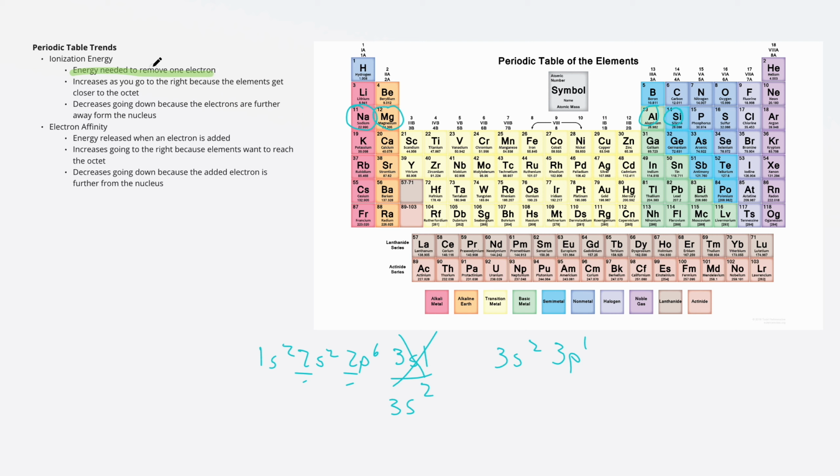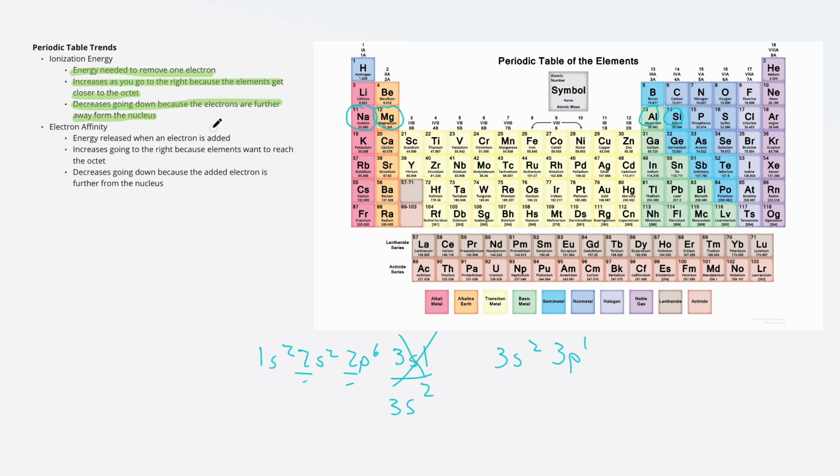And then as you go down the periodic table, the energy level increases, like we said before, so the electrons are getting further and further away from the nucleus, which makes them easier to take off of the atom. So it requires less energy to pull an electron off of an element as you go down the periodic table. So the ionization energy decreases going down because the electrons are further away from the nucleus, and that's explained by the electron energy levels.